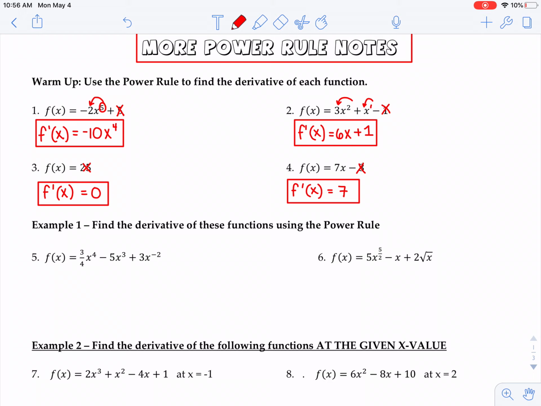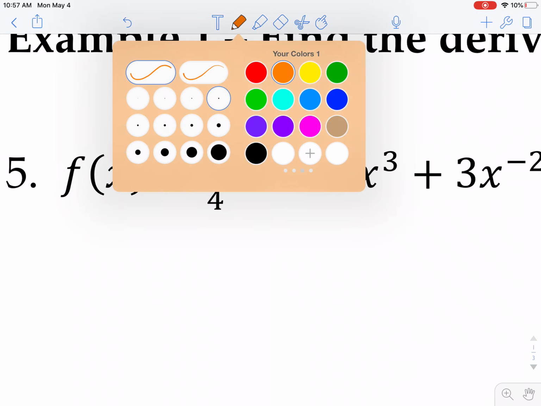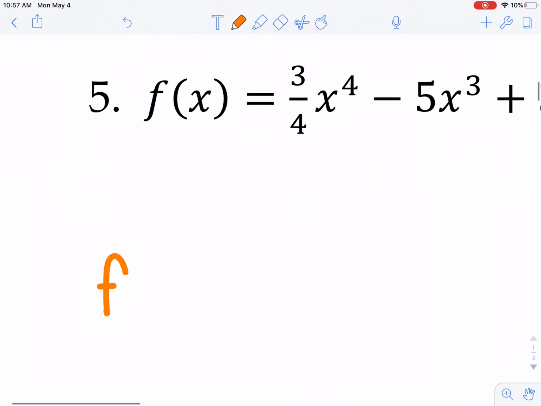And hopefully that's it. All right, example 1 of our new notes for today, transitioning from the warm-up, is the same thing as the warm-up. We're just going to get into some fractions, fractional exponents, radicals, and negative exponents. So just kind of stepping it up a notch. But we do the same thing.